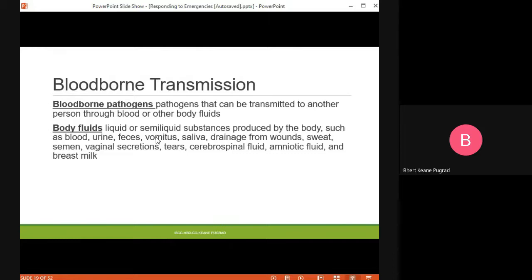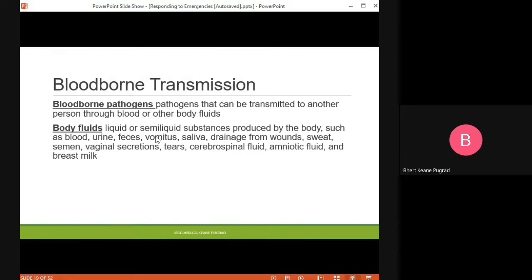Okay, when we say amniotic fluid, that's the bag of water. It serves as the protective cushion of the fetus inside the uterus, and the breast milk. Okay, those are forms of body fluids kung saan pwedeng matransport ang infection because of those body fluids. Okay? So we always, kapag tayo nasa home care, tayo nasa hospital, lahat ng galing sa pasyente considered na infectious.